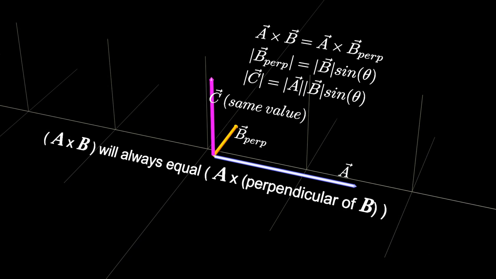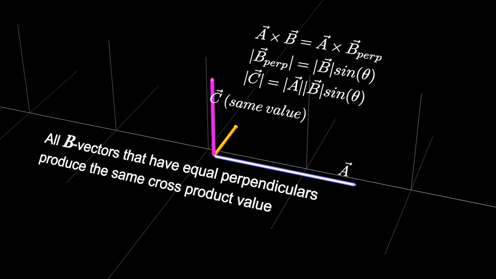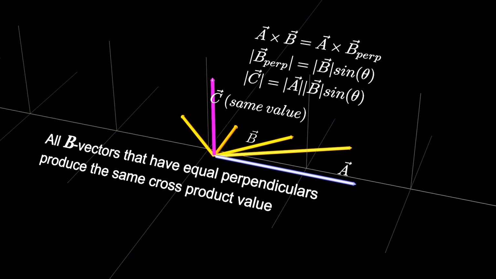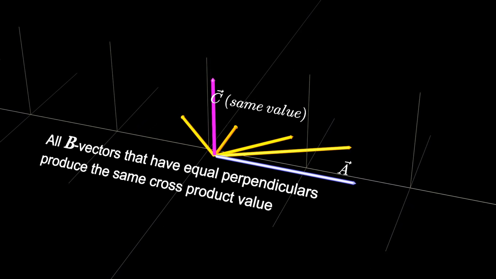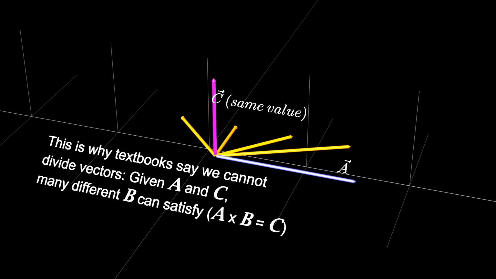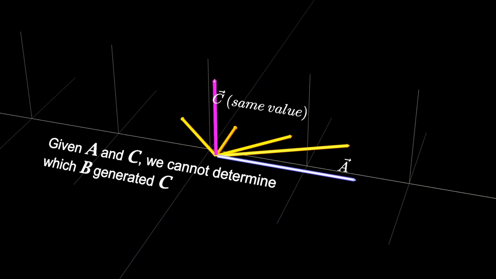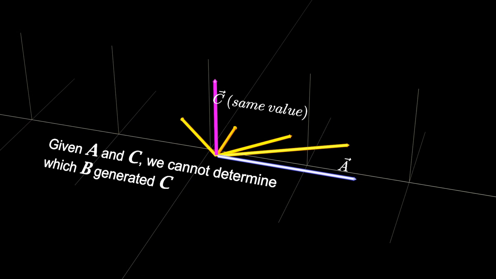A cross B will always equal A cross perpendicular of B. All B vectors that have equal perpendiculars produce the same cross product value. This is why textbooks say we cannot divide vectors. Given A and C, many different B can satisfy A cross B equals C. Given A and C, we cannot determine which B generated C.